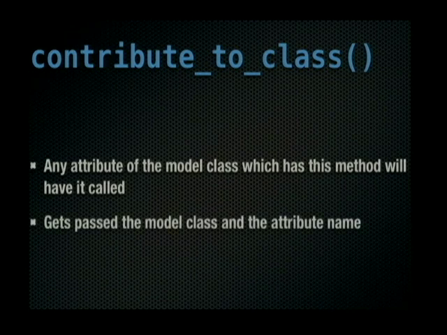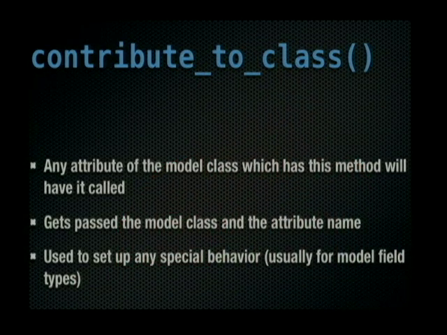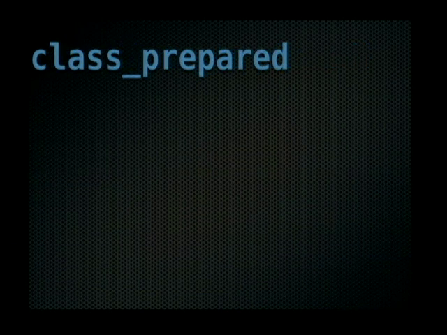Contribute_to_class gets passed the model class that it's being attached to and the attribute name on the model class, which is sometimes important. Otherwise, like I just said, you can stick that on anything you want to put into a model. Basically, it doesn't matter what type of object it is. If it has a contribute_to_class method, we will find it and we will call it for you. Mostly this adds special query methods based on model types.